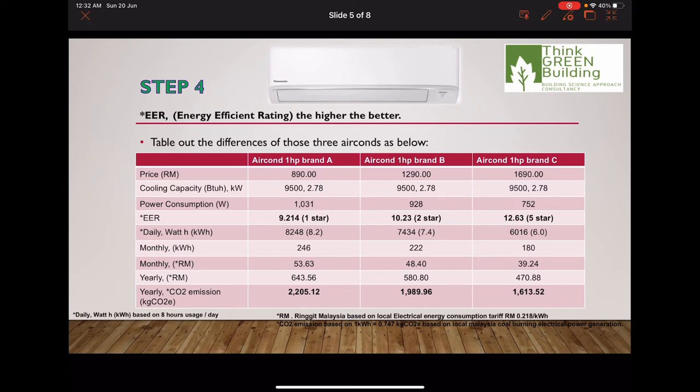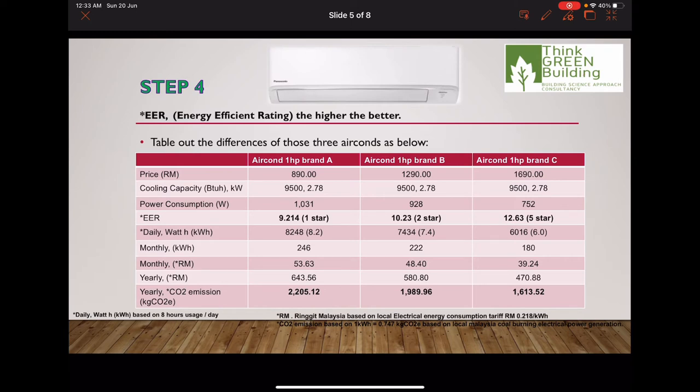So how about monthly kilowatt hour? For monthly kilowatt hour, here we can predict that for a month, aircon A consumes 246 kilowatt hour, aircon B 222, while aircon C only 180. The lesser consumption among all is aircon number C.